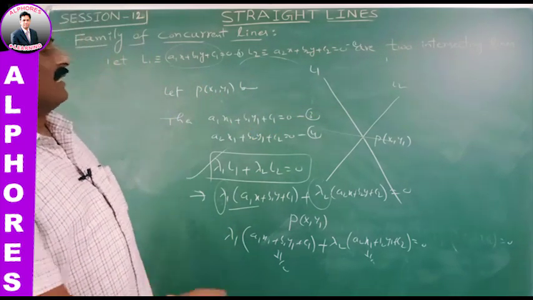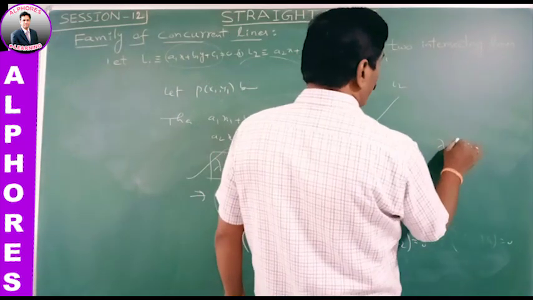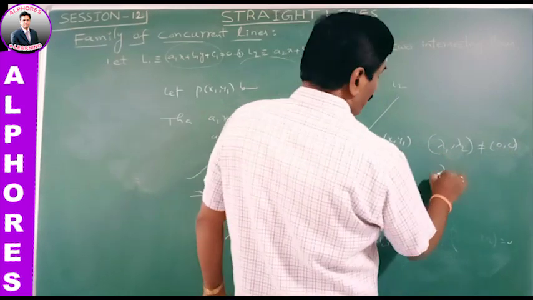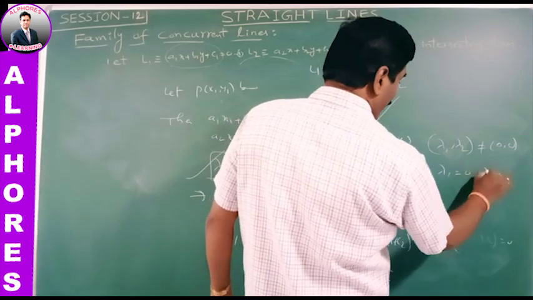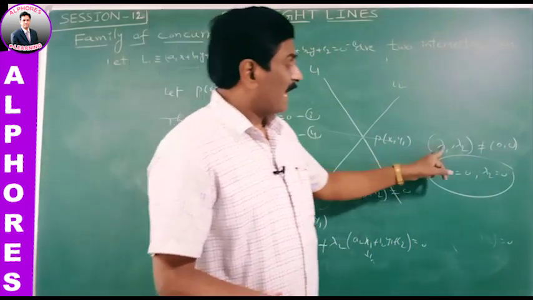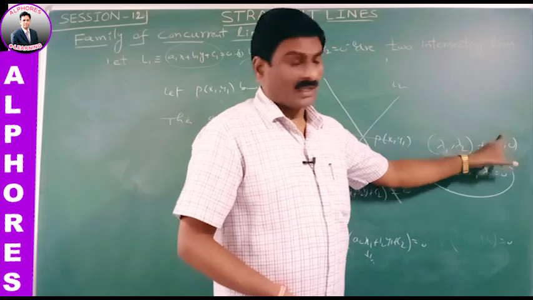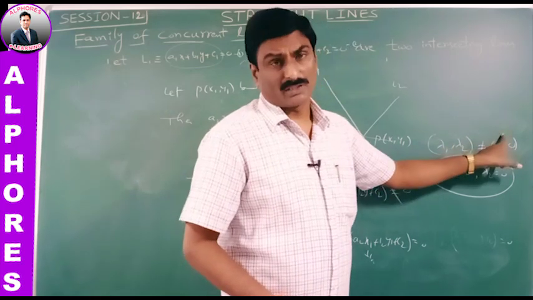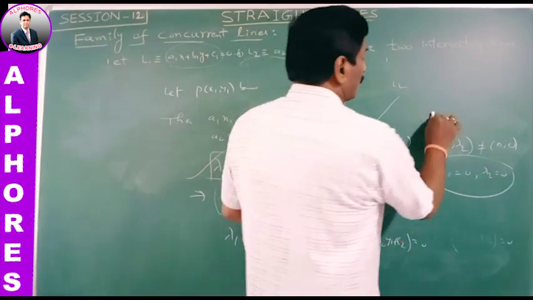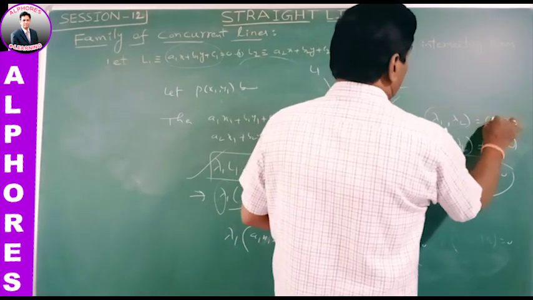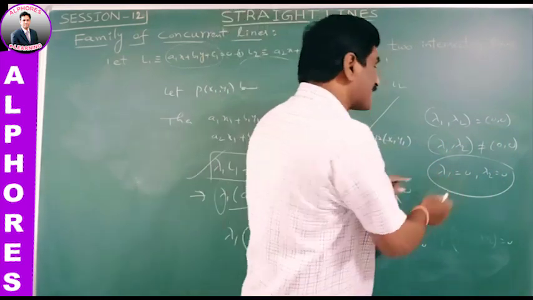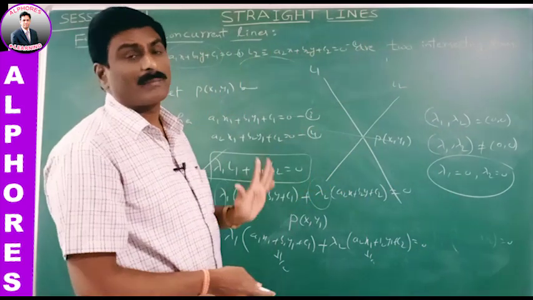In this case, lambda 1 comma lambda 2 not equal to 0 comma 0. What is the meaning of this? Except lambda 1 is equal to 0, lambda 2 is equal to 0, all the remaining possibilities are allowed. That means lambda 1 0, lambda 2 not equal to 0; lambda 1 not equal to 0, lambda 2 not equal to 0; lambda 1 not equal to 0, lambda 2 0. Except the case lambda 1 comma lambda 2 equal to 0 comma 0, all cases are possible. Here lambda 1, lambda 2 are parameters.